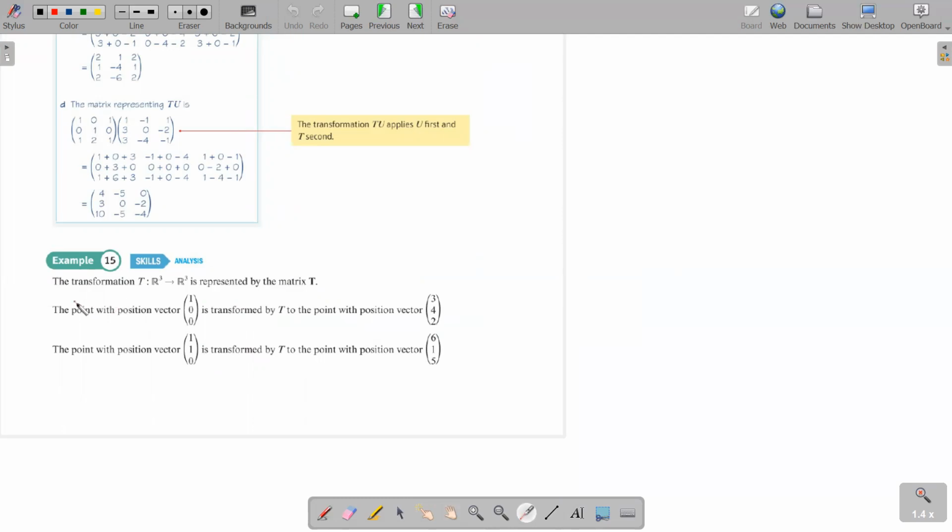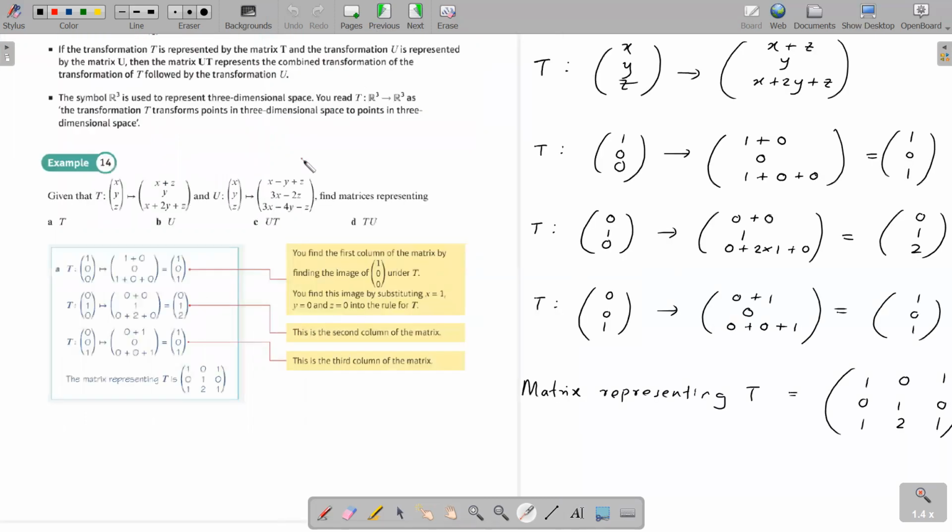Look at this. The transformation T, now they use a symbol here. Can you please look at this? This R, can you see, real number and there's a power 3 here. What does that mean? They have given you here the symbol R cube, used to represent 3-dimensional space. You read T: R cube to R cube as the transformation T transforms points in 3-dimensional space to points in 3-dimensional space. Do you get what they say here?